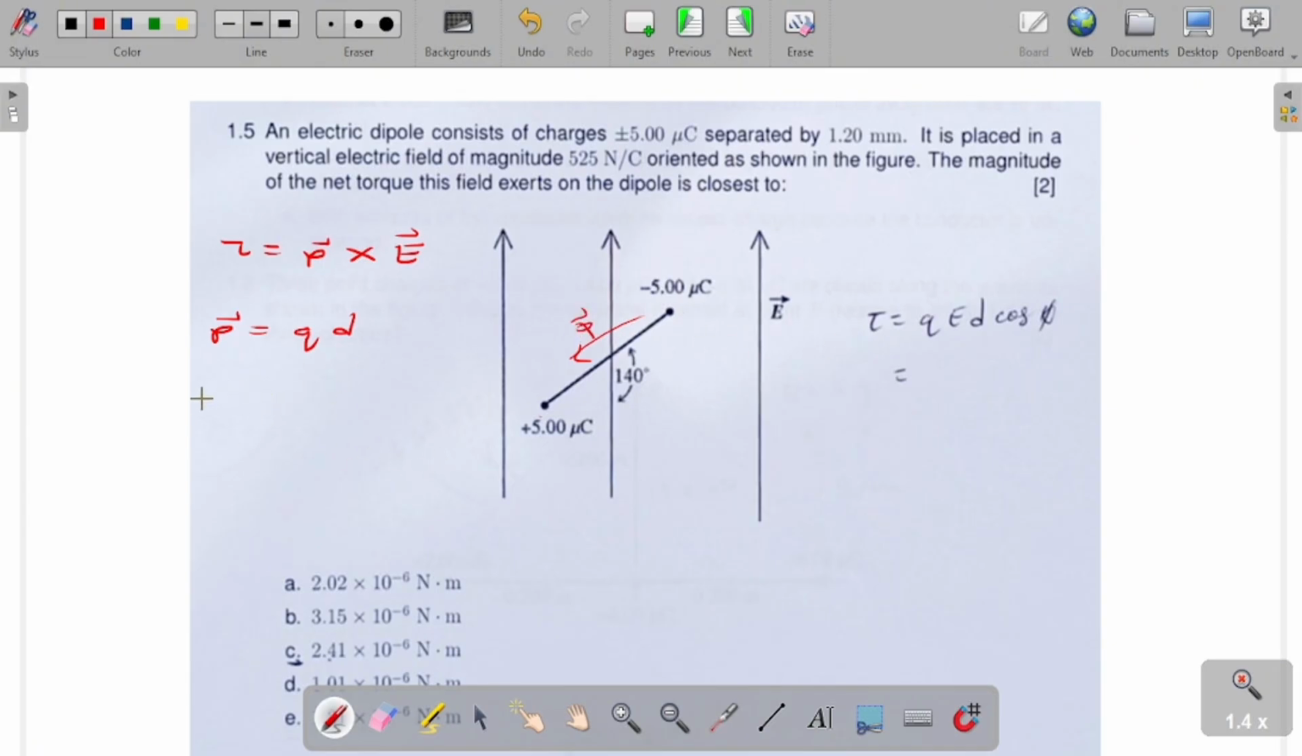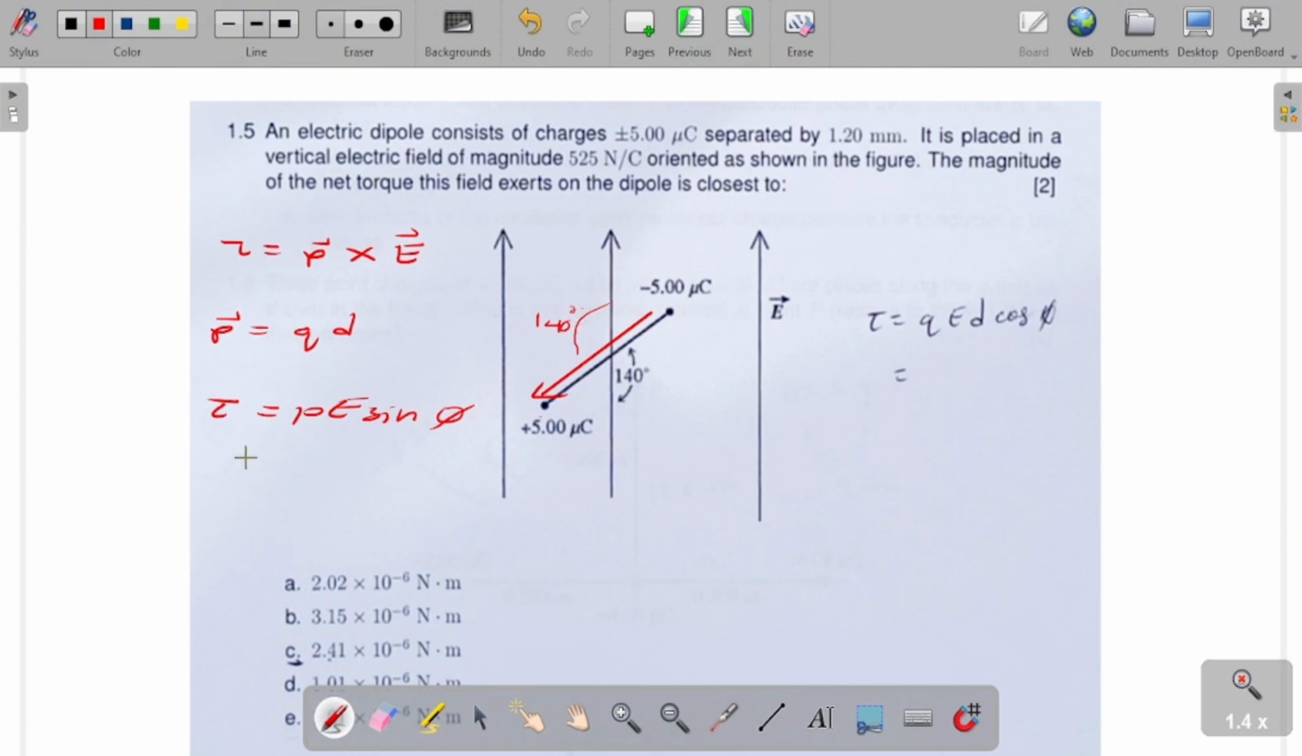Now that we have that, we can say the torque is equal to QE sin psi, whereby psi is the angle between the electric field and the dipole. In order to see the direction, the angle between the electric field and the dipole, we need to think of them in vectors. So our electric field is this way, our dipole is this way. What is the angle between these two? It is this 140, because these are vertically opposite. So we have this 140 here.